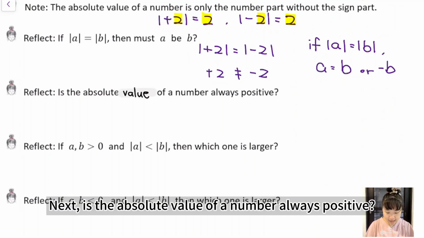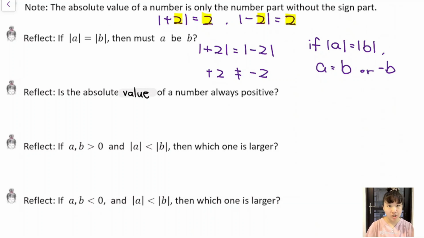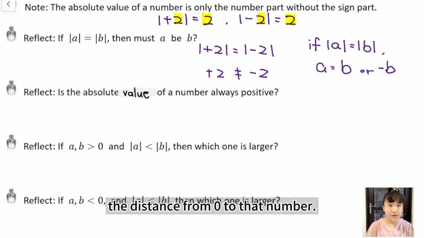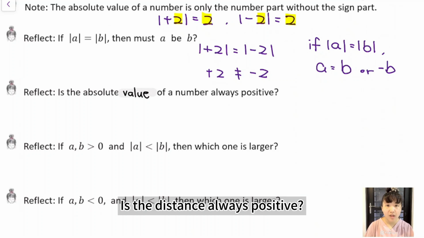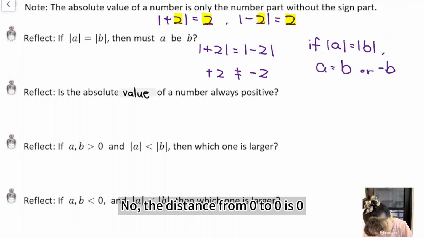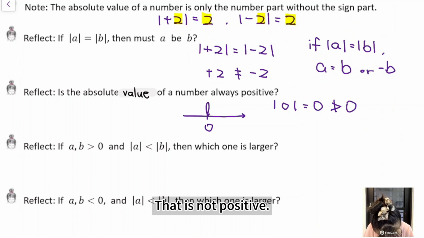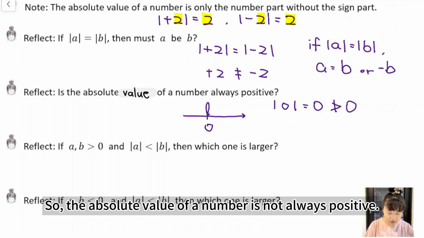Next, is the absolute value of a number always positive? It might be helpful to reconsider the definition. The distance from 0 to that number. Is the distance always positive? No, the distance from 0 to 0 is 0. So the absolute value of 0 is 0. That is not positive. So the absolute value of a number is not always positive.